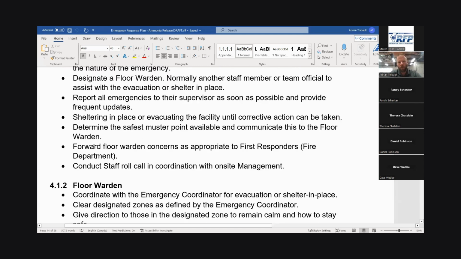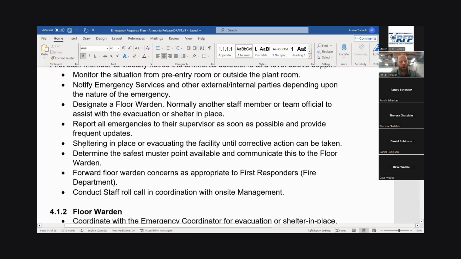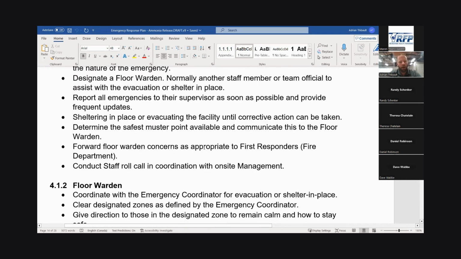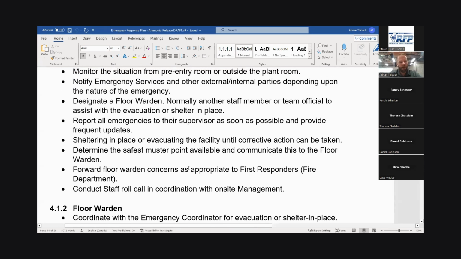Safest muster point, right? That's what your first responder or your first initial responder is going to take care of. And communicate with the first responders, so the fire department, and doing a staff roll call or staff and contractor roll call, because you may have contractors on site.